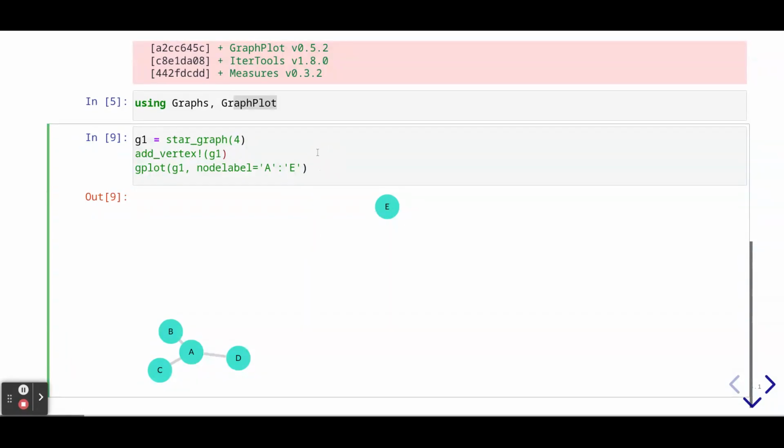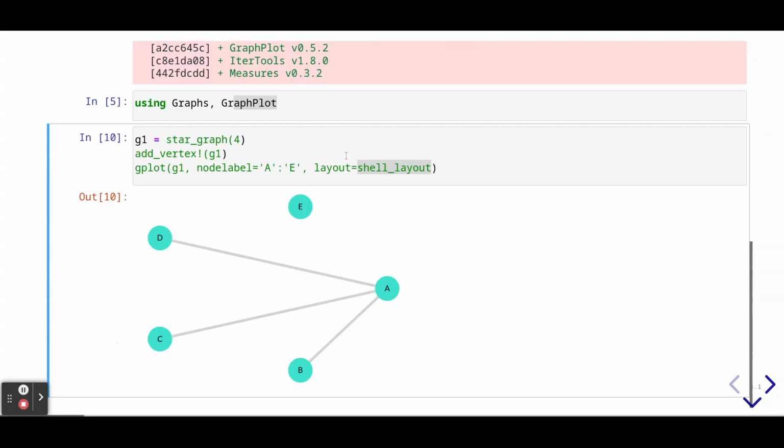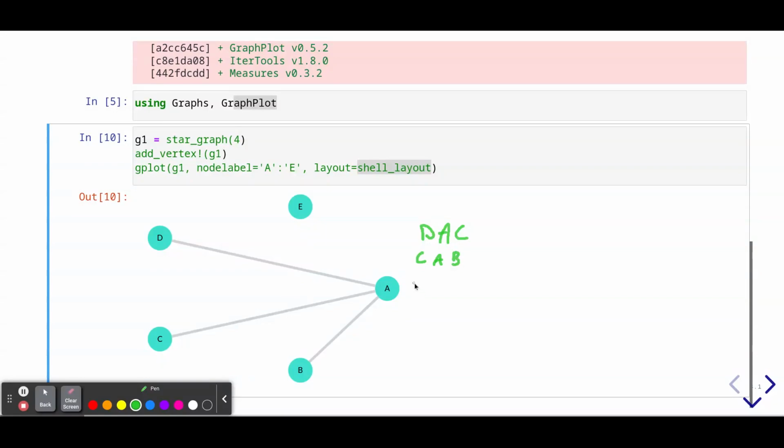And to make this a little easier, I'm about to draw on this, so we're going to add back our layout structure. Now we can see pretty clearly each of the 5 nodes here. Now there are exactly 3 triangles amongst these 5 nodes. And the triangles include the following. We have a DAC triangle, we have a CAB triangle, and we also have a DAB triangle.